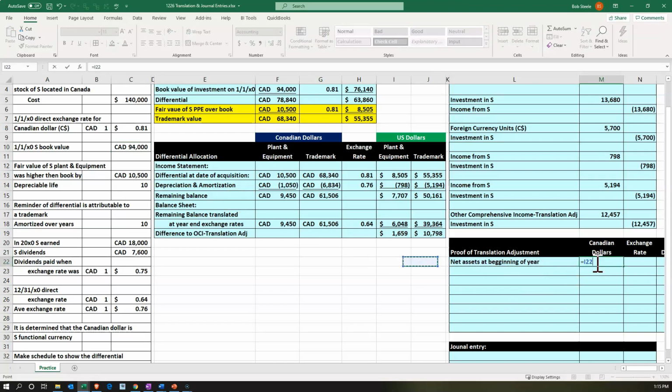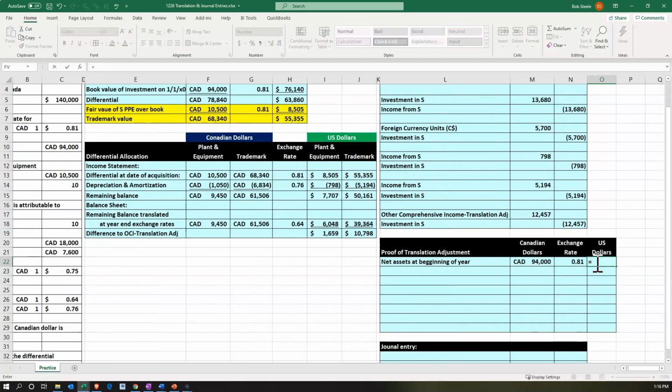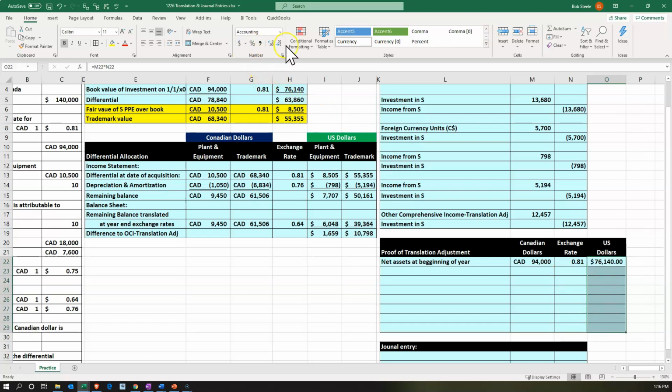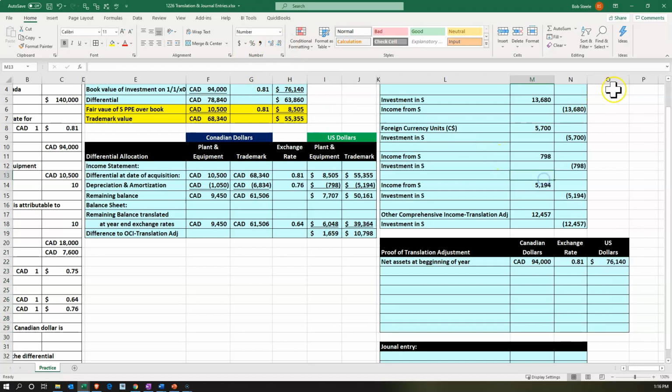So I'm going to pick up these Canadian dollars once again at the 94,000. We're going to use the exchange rate at the point in time the purchase of the securities took place, that being the 0.81. Then we'll multiply that out, the 94,000 times the 0.81, and that's going to give us the dollars. I'm going to make these dollars over here, just so we can see a dollar sign.